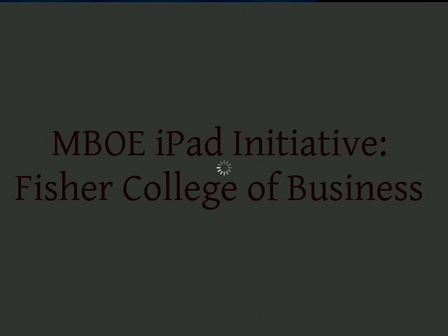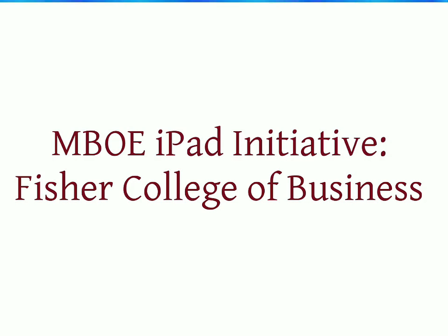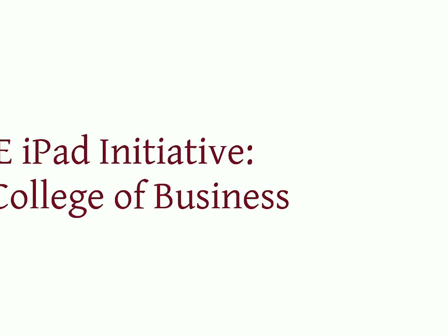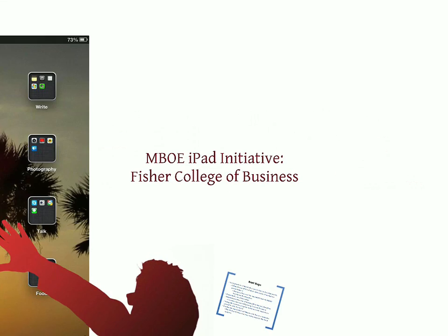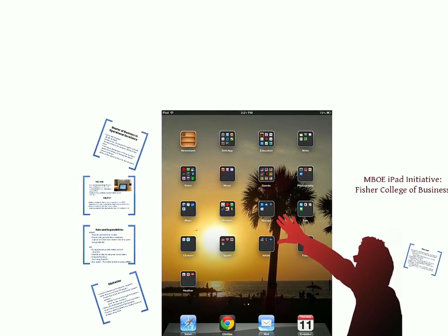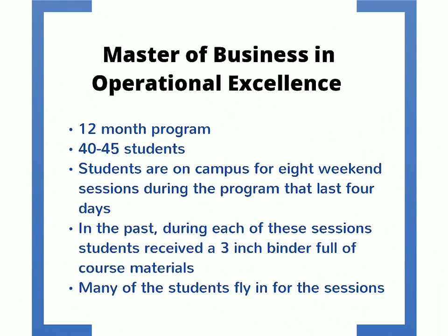All right, will do. So pretty much, I'm going to talk to you about the MBOE program over at Fisher, and then let's see if I can get it to go. Maybe not. All right, so pretty much the MBOE program at Fisher is a 12-month program. We have about 40 to 45 students, and the way that this works is that students are on campus 8 times throughout that entire period.